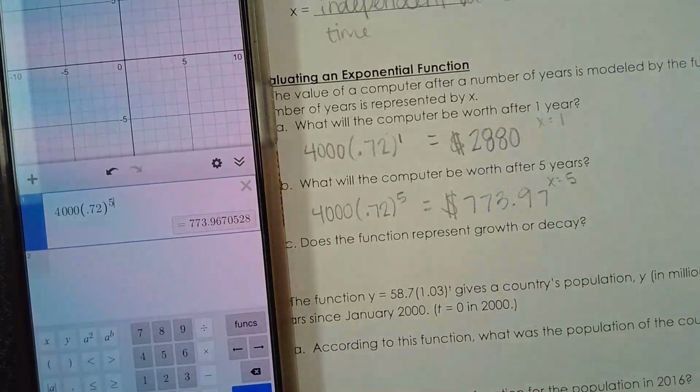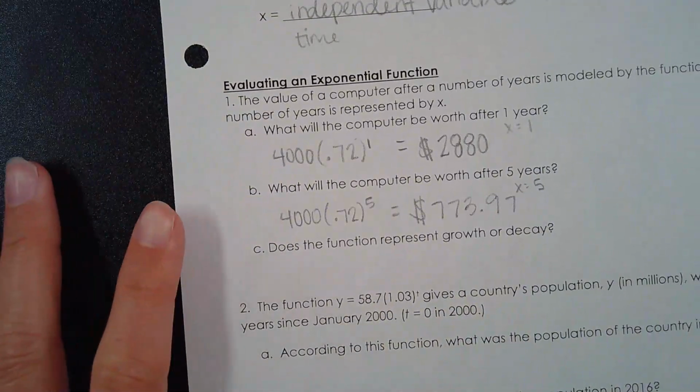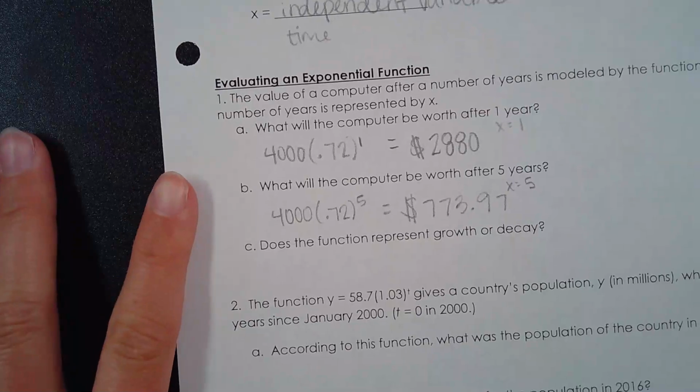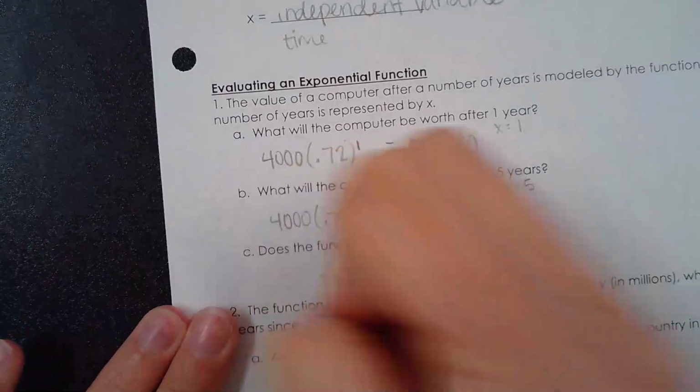773.97. That's our final answer on that one. Are we okay with that? Yeah. Okay, cool. Not too bad yet, right? Okay. So the last part, do you think that this function represents growth or decay? Why do you think it's decay? The values are going down? Yeah. So can we also do something else?